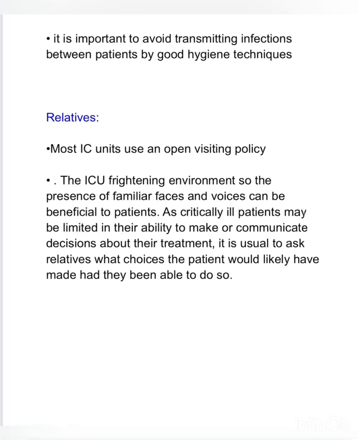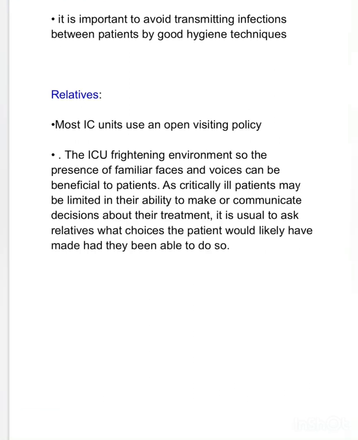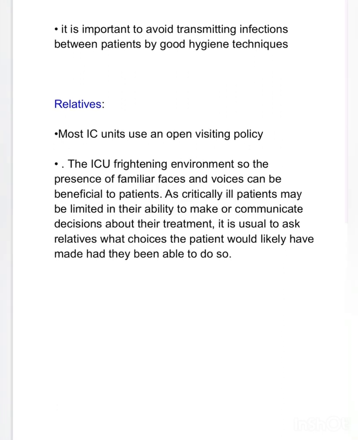Relatives: most ICU units have an open visiting policy. The ICU is a frightening environment, so the presence of a familiar face and voice can be beneficial to a patient. As critically ill patients might be limited in their ability to make or communicate decisions about their treatment, it is usual to ask relatives what choice the patient would likely have made had they been able to do so.